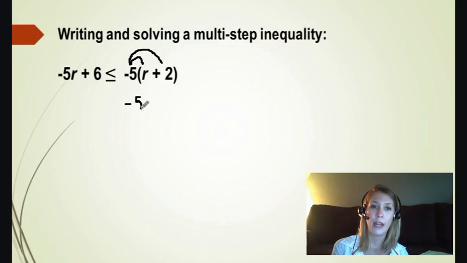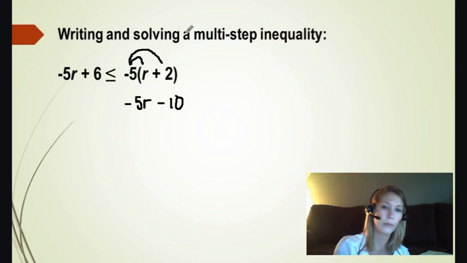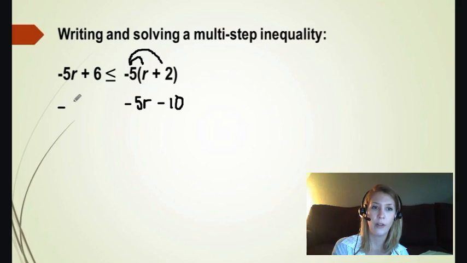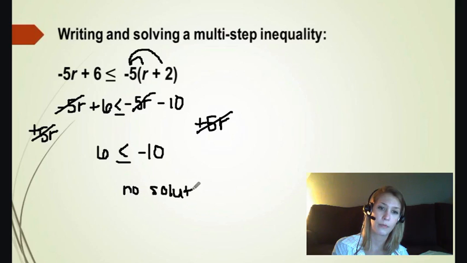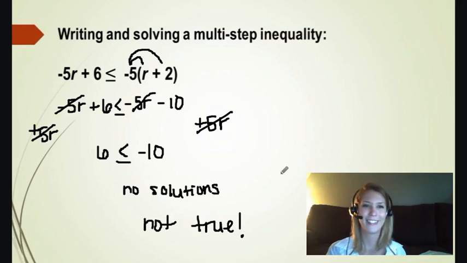which would simplify to be negative 5r minus 10, because a negative 5 multiplied by a positive 2 would equal negative 10. Then we're going to drop down the left side of our inequality, negative 5r plus 6 is less than or equal to. Now, if we add 5r to both sides of our inequality, this is going to cancel out, and we're going to be left with 6 is less than or equal to negative 10, which is not true. It's not true, so this means that there are no solutions. Not true. So keep that in mind.